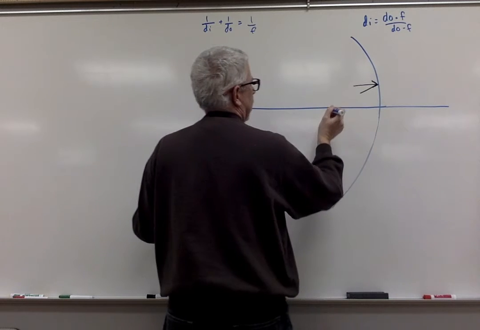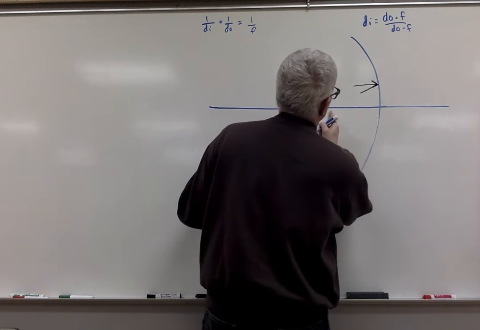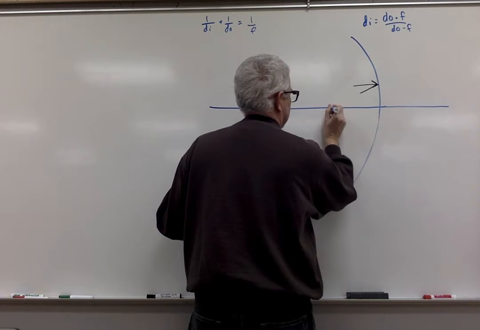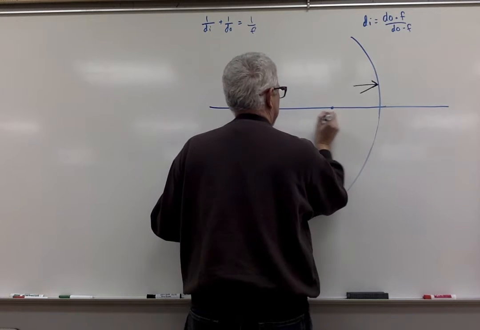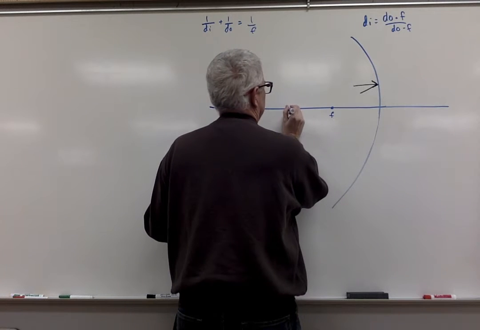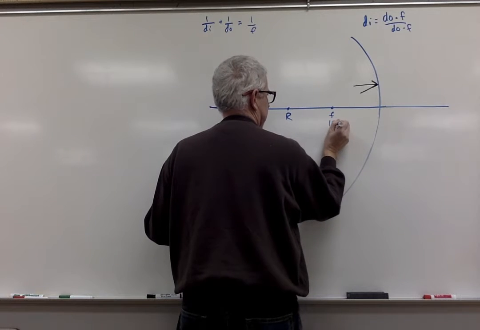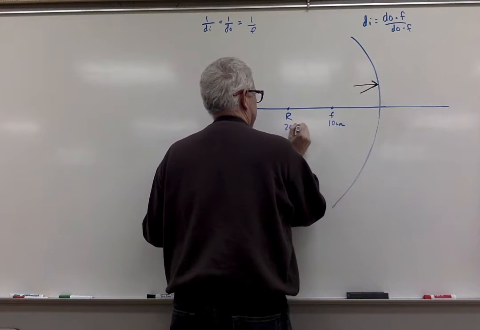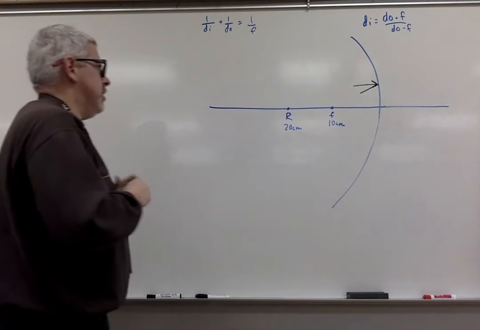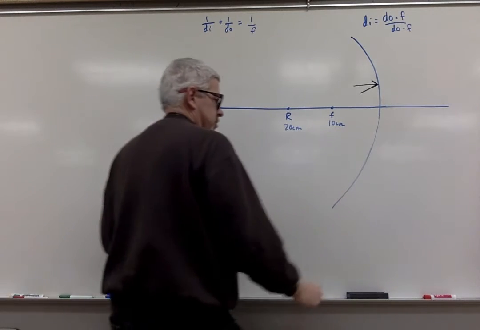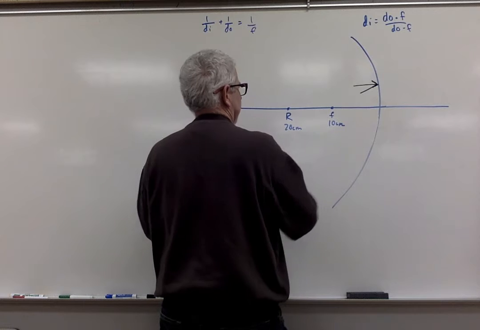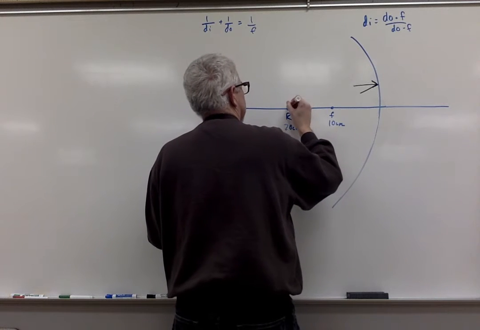So there's my optical axis again. I guess that's the focal point. Somewhere like this was the center of curvature of the radius. 10 centimeters, 20 centimeters. So now let's say I've got this object and I've moved it into this point, 20 centimeters away.